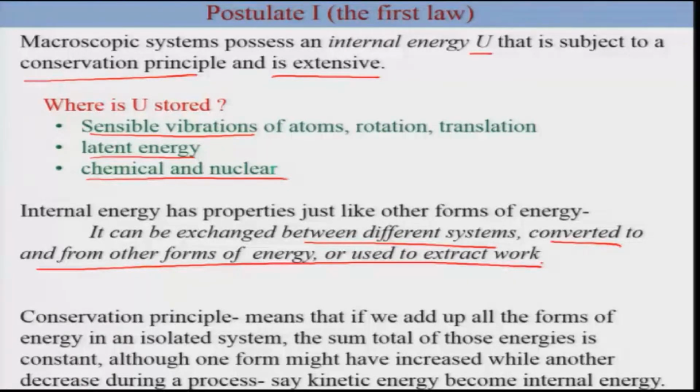So, it can be exchanged between different systems, converted to and from other forms of energy, and can be used to extract work. The conservation principle basically means that if we add up all the forms of energy in an isolated system, then the sum total of that energy is constant, although one form might have increased while another form might have decreased during a process. Say, for example, kinetic energy becomes internal energy. So, for an isolated system, all forms of energy, if you add them up, should be constant, whereas one form of energy can change during a process to another form.